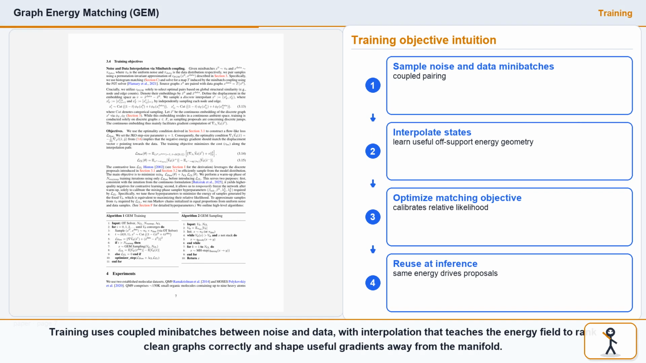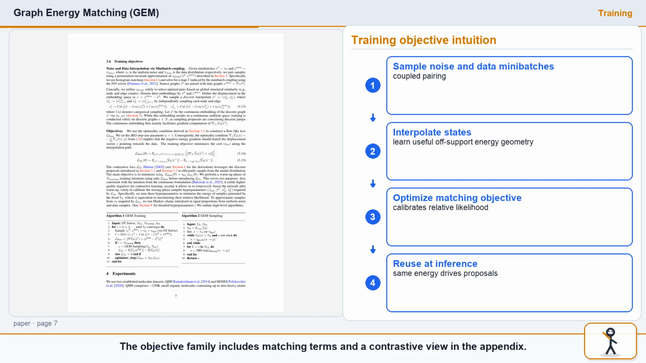Training uses coupled minibatches between noise and data, with interpolation that teaches the energy field to rank clean graphs correctly and shape useful gradients away from the manifold. The objective family includes matching terms and a contrastive view in the appendix. The practical takeaway is stable gradients for both global transport and local refinement.